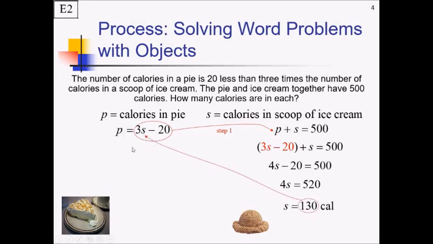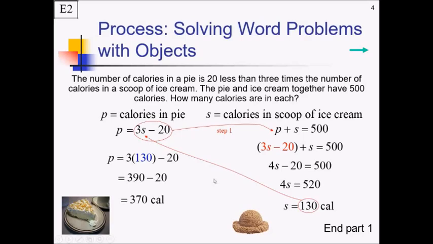So we've got P equals 3 times 130 minus 20. So this is 390 minus 20, which means there are 370 calories in a slice of pie. So between the 2 of these, probably if you had to pick one, the ice cream is a little bit healthier, if you could call something like that healthy.